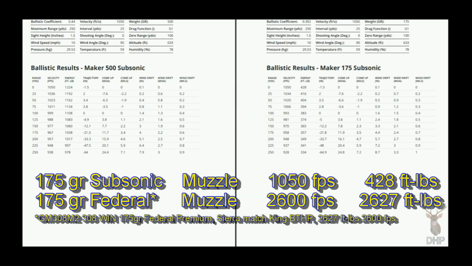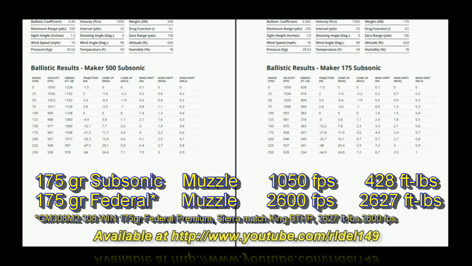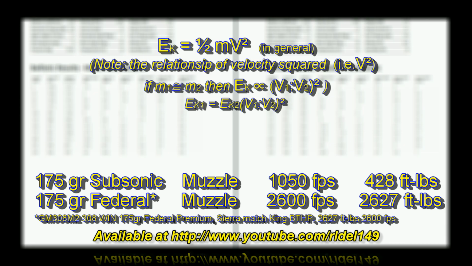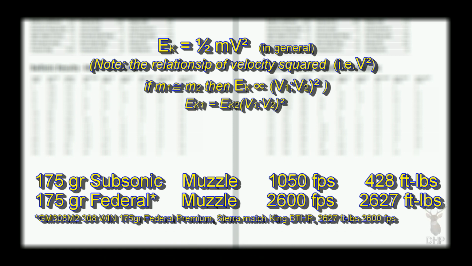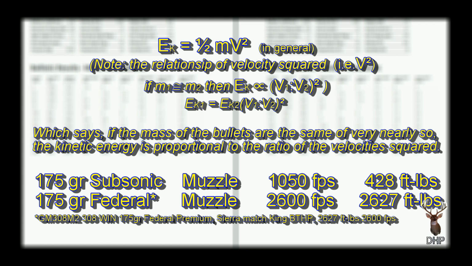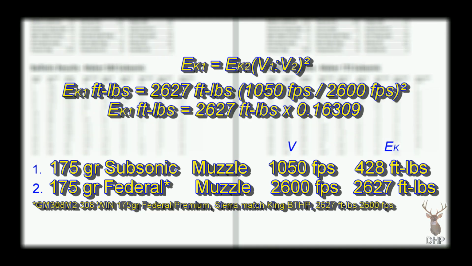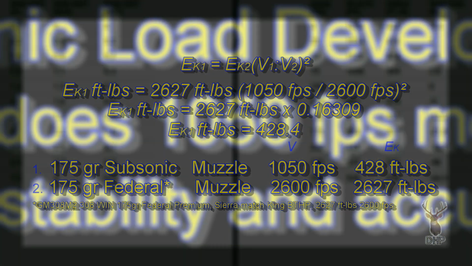Let's take a look at the condition where the bullets weigh the same and the velocity is different. From the general equation, the kinetic energy is equal to 1/2 the mass times velocity squared. So when we work that out, we find that if the bullet masses are essentially or exactly the same, then the kinetic energy is going to be proportional to the ratio of the velocities squared. If you'd like to try it, here's an example right here. Just watch how it works.